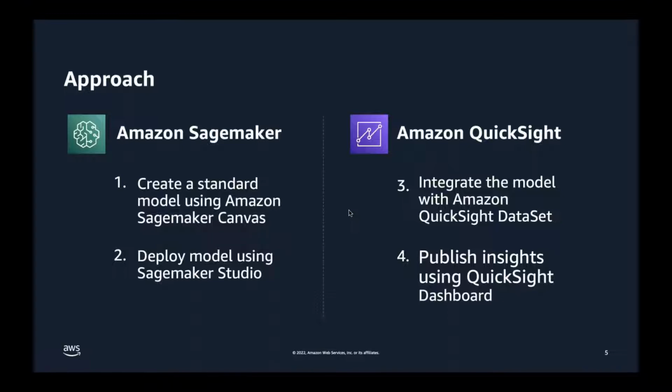Canvas, and then we will get this model deployed using SageMaker Studio. 2 easy steps. And on the QuickSight side, we will get the deployed model integrated with the QuickSight dataset. And finally, using the augmented dataset, we will build a predictive dashboard to get to our final insights. With that, let's move on to the demo part.